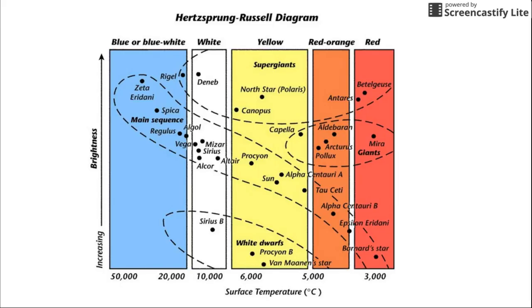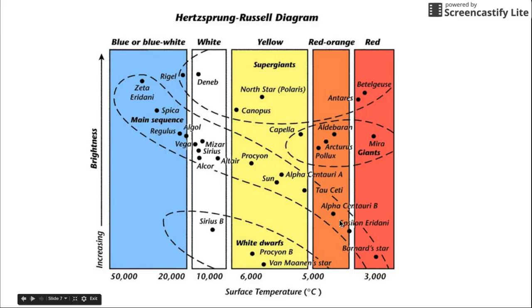So if you look at this diagram, there's a lot of things you can notice. First, across the top is the color, which relates to the surface temperature, which is also listed below. This is a gradient going from right to left, increasing in temperature in degrees Celsius. And then up what would be considered a y-axis, you have increasing absolute brightness.